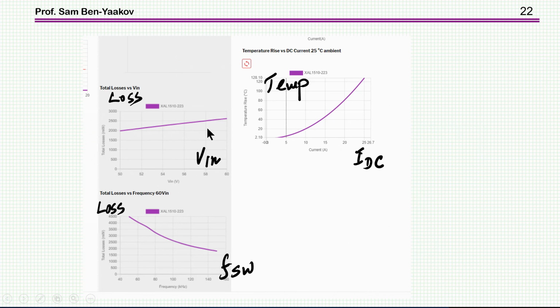For example, the loss as a function of Vin, with Vin changing from 50 to 60, and the temperature increase as a function of IDC. We are working at 5 amps, so it's really moderate here. And then it also shows the loss as a function of switching frequency. It seems that it's going up. This is not very accurate because it assumes that the amplitude of the ripple will increase at lower frequency, therefore the losses will increase. But then you may go into DCM, and I don't know whether it takes that into account. I guess it's assuming CCM all over the range. Anyhow, we are interested in one particular frequency. Here it is, and these are the losses that we get.